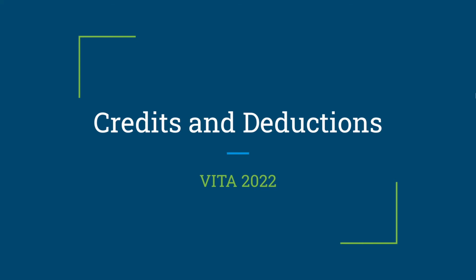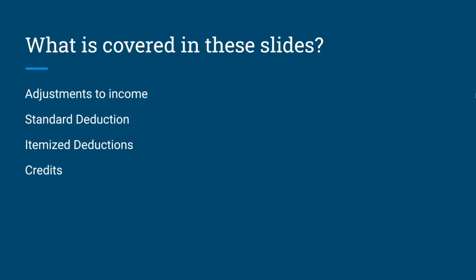Hi everyone, so today we are going to be talking about credits and deductions, and this will be the final video in the main series of the conceptual videos related to this year's VITA training. And so just to go over real quick what is going to be covered in these slides, we're going to talk about adjustments to income, what the standard deduction is, we're going to talk about itemized deductions as well, and we're going to talk about specific tax credits that are going to be relevant for this year.